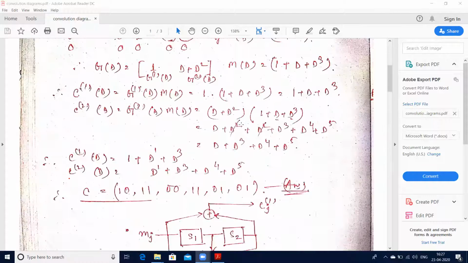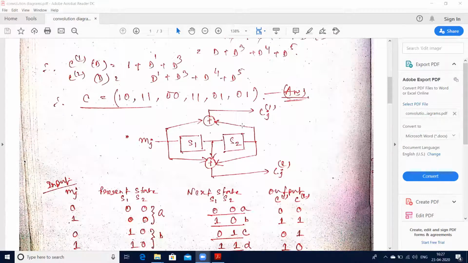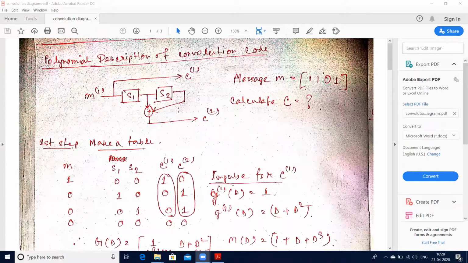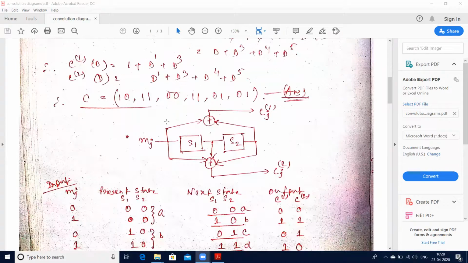Okay. Now the thing is that we are showing here a new diagram. You already know this diagram because I have already shown you that this diagram is called FSSM, or you can say finite state sequential machine. This is a right shift register. It is also a right shift register.